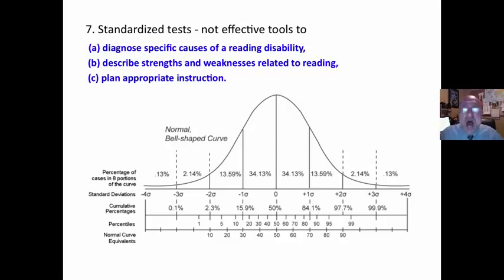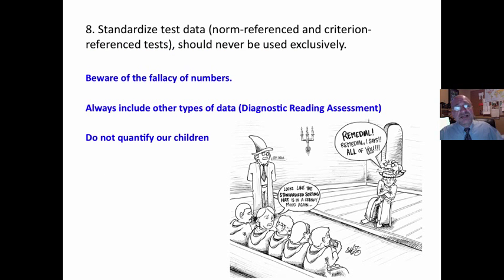Standardized tests are a very artificial reading situation. They do not make full use of the 3 cueing systems: semantics, phonics, and syntax. They are not effective in describing students' strengths and weaknesses related to reading. Again, it's a very artificial testing reading situation, and they are not appropriate for planning instruction, and we'll show you why. Standardized test data, which include norm reference and criterion reference tests, should never be used exclusively.